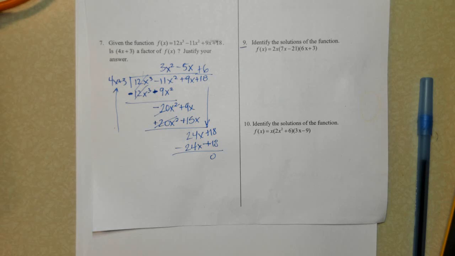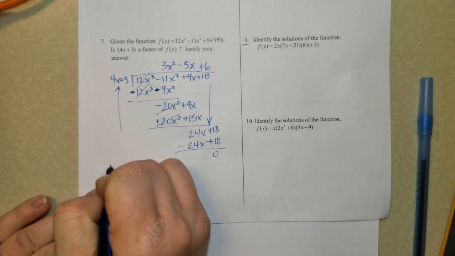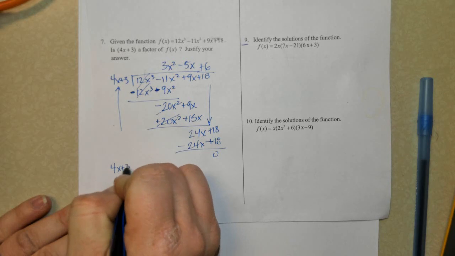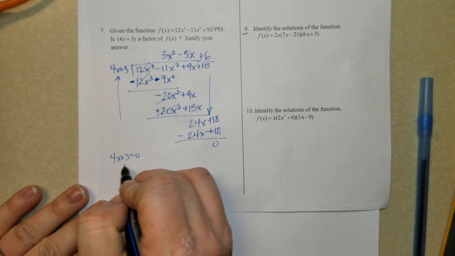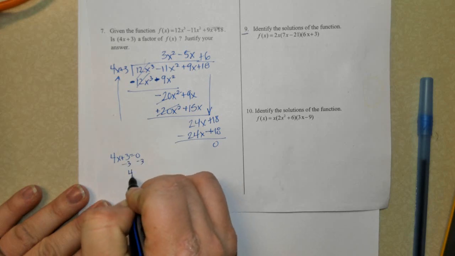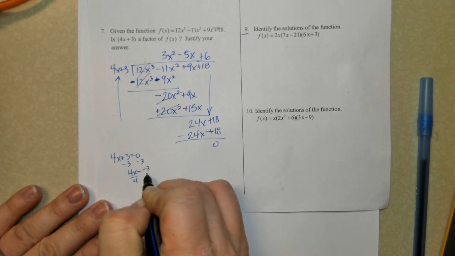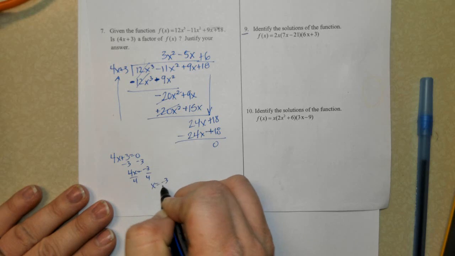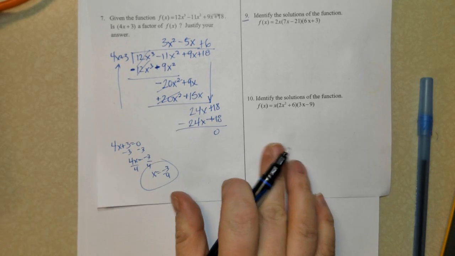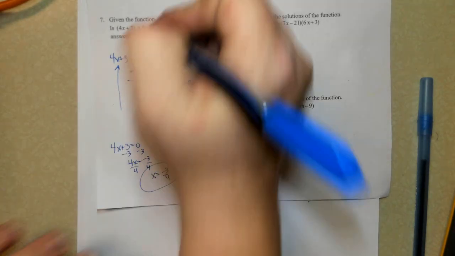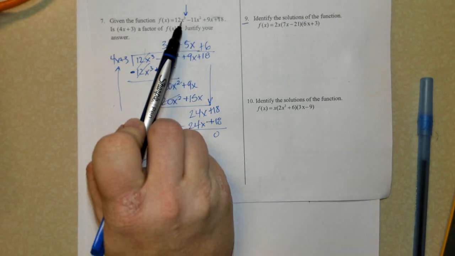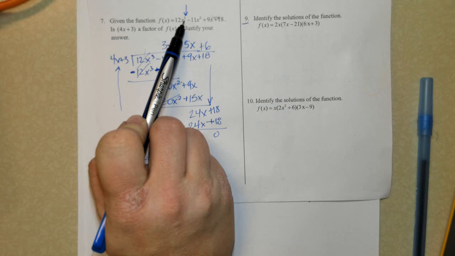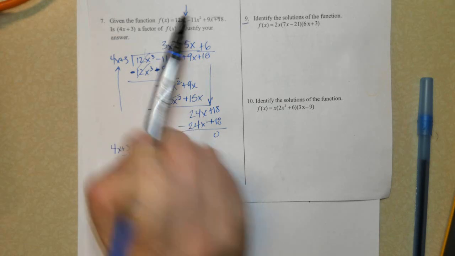So what if it told us to identify all the zeros? Well, if this is a factor, that means I can set it equal to 0. If it asks to identify all the zeros, I can set it equal to 0 and solve. And this tells me that negative 3/4 would be a zero. Remember, I want 3 zeros here. At most, I could potentially have 3 real, and at most, I could potentially have 2 complex.